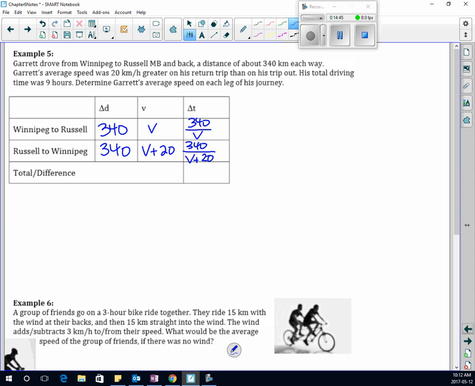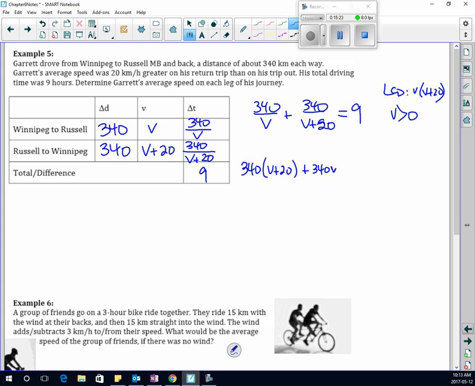And the time is 9 hours total. So that means these two times should add up to 9. So 340 over v plus 340 over v plus 20 equals 9. So my LCD is going to be v times v plus 20. v would have to be greater than 0 for it to be true. And that's about it. So I'm going to be multiplying each and every term by v times v plus 20. So I'll get 340 times v plus 20 plus 340 times v equals 9v times v plus 20.